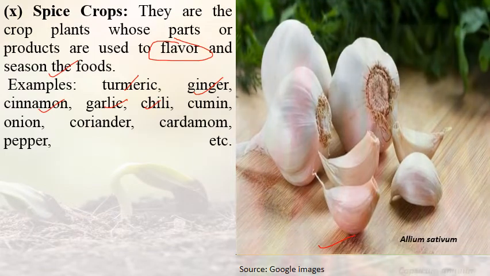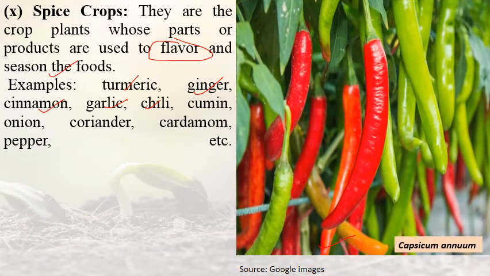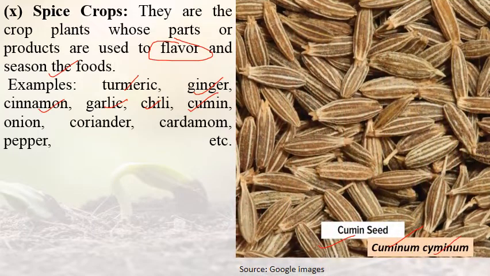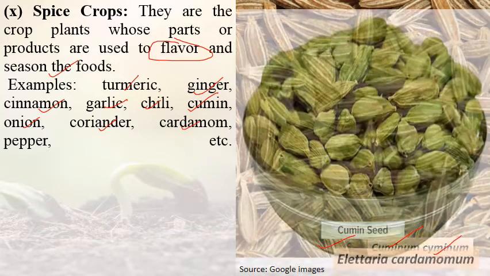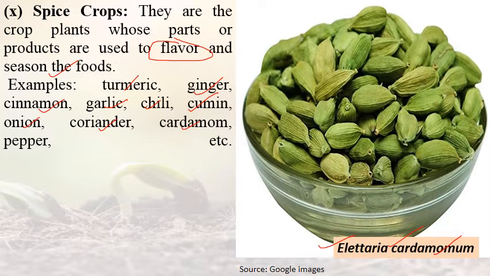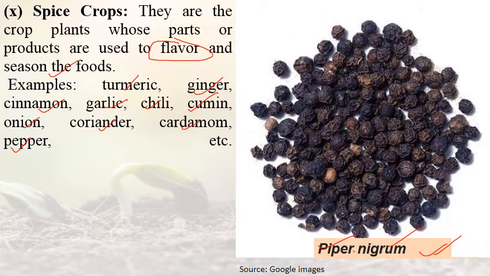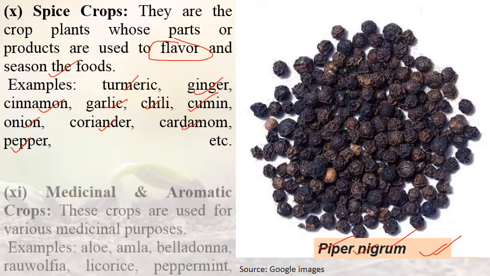Next we have chili, which is Capsicum annuum. Next we have cumin, which is Cuminum cyminum. Next we have onion, which is Allium cepa. Then we have coriander, and next we have cardamom, which is Elettaria cardamomum. It is one of the costliest spices. And we have pepper, which is Piper nigrum, commonly called kali mirch. So these are some plant parts that we use to impart flavor in food items.